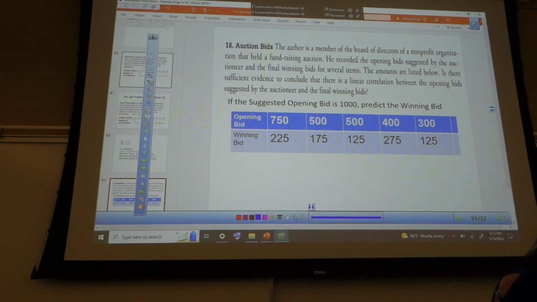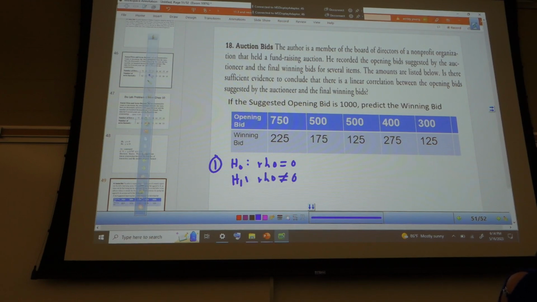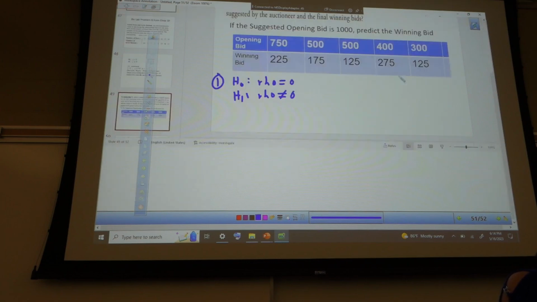Okay, so let's see where we're at. Step 1, we're saying H naught is that rho is equal to 0. H1 is rho is not equal to 0. We're trying to conclude there is a correlation, so this is our claim. Yeah, support. Great. Step 2, alpha is 0.05, is that right?